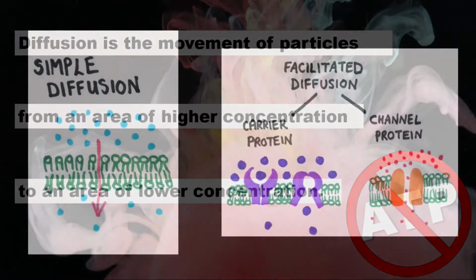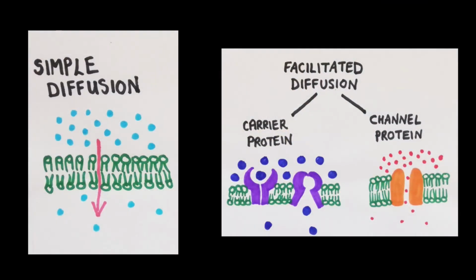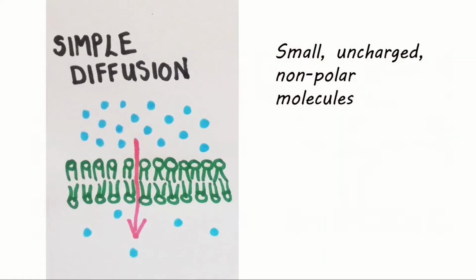When we're talking about substances diffusing across cell membranes, there are two types: simple diffusion and facilitated diffusion. Simple diffusion is when small, uncharged and non-polar molecules simply pass through the membrane from one side to the other. Because they are uncharged or non-polar, they are lipid soluble, so they have no problem getting through the phospholipid bilayer. Examples of molecules that use this type of diffusion are oxygen and carbon dioxide.